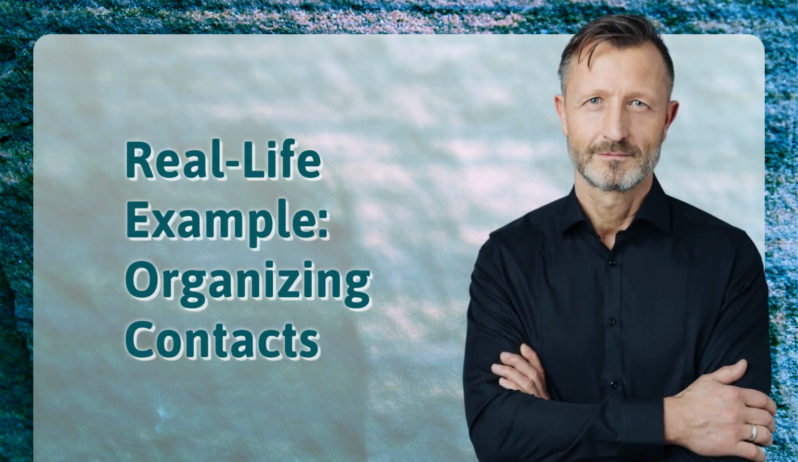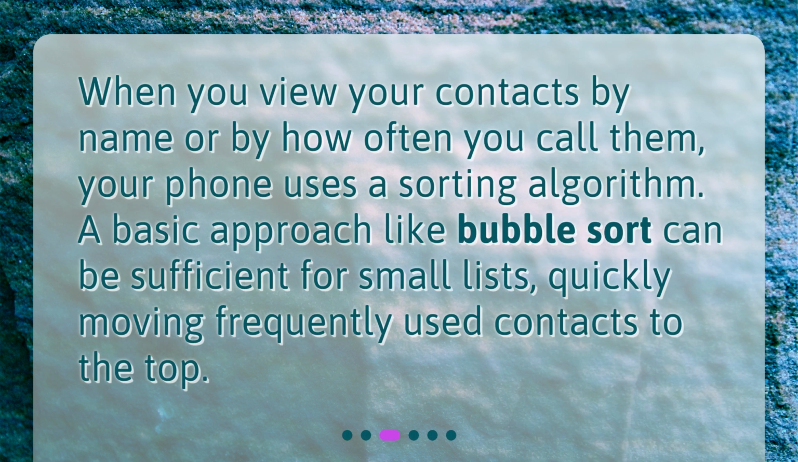Real-life example, organizing contacts. When you view your contacts by name or by how often you call them, your phone uses a sorting algorithm. A basic approach like bubble sort can be sufficient for small lists, quickly moving frequently used contacts to the top.